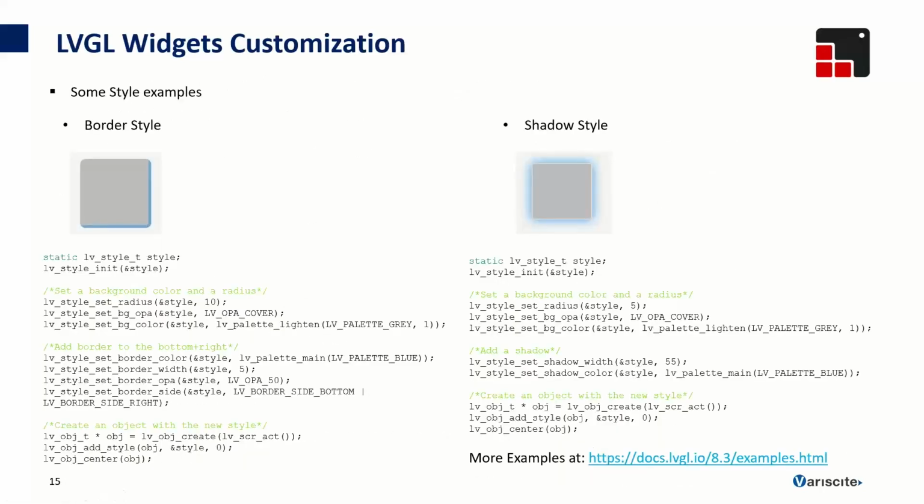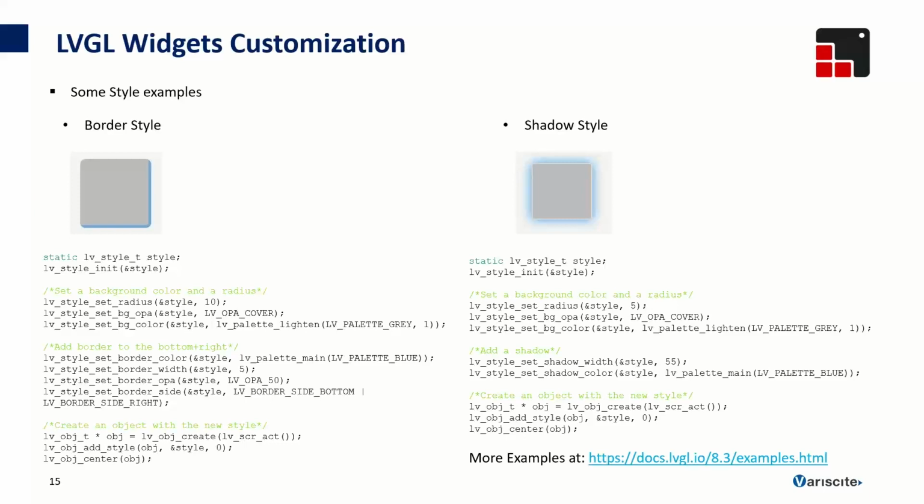Let's see a quick example, a couple of examples about the styles. Here we are drawing just a simple rectangle, but we initialize the style. We define the radius, we define the background opacity and the background color. Then we add the border. I'm talking about the example on the left. Then we apply the border color, width, opacity, and on which side we want this. And finally, we create the object and apply this style.